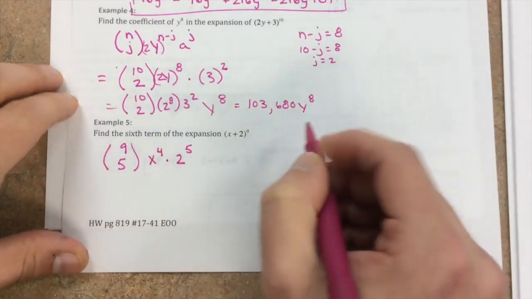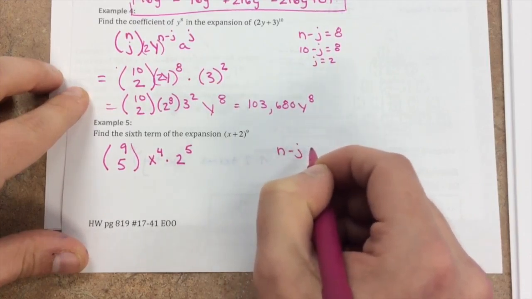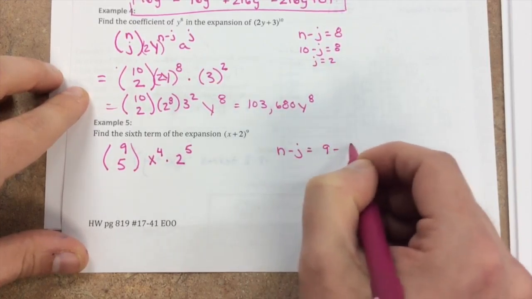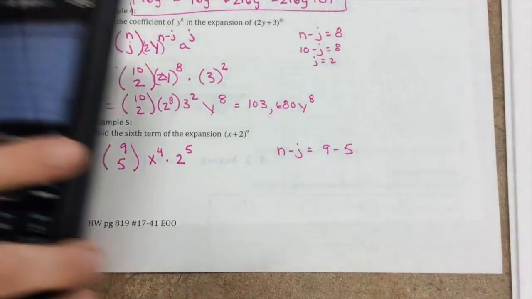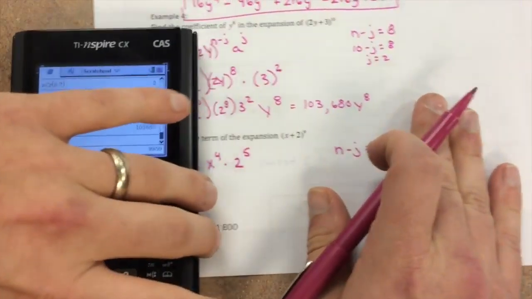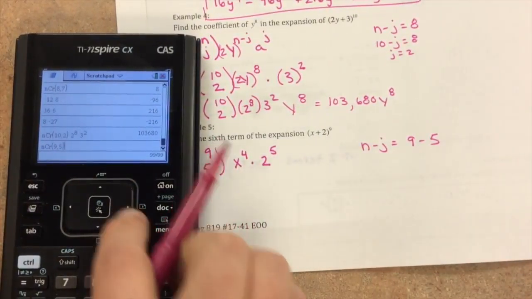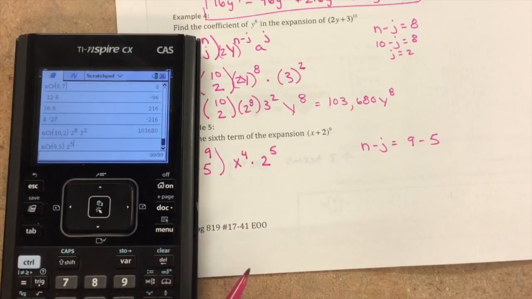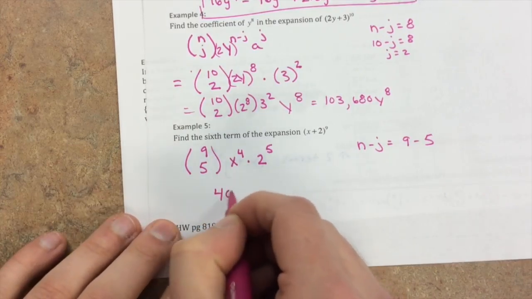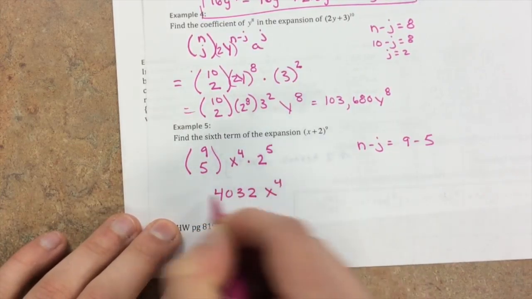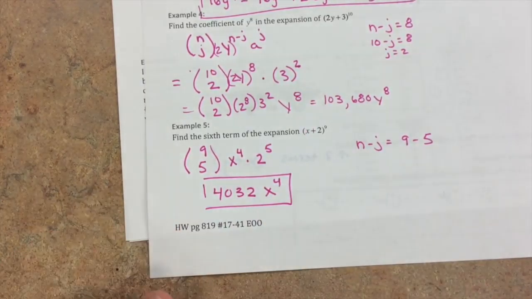Where does this x to the 4th come from? N minus j equals 9 minus 5. There's your 4th power. So 9 choose 5. I'm going to go Menu, Probability, Combinations, 9 choose 5. x to the 4th doesn't change. And then I'm going to do times 2 to the 5th, which is 32. I get 4,032x to the 4th. That is the 6th term in that expansion.